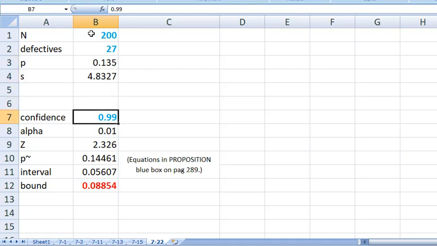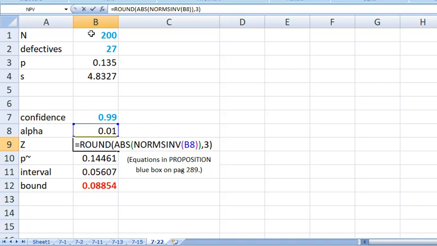We're told, what might the 99% confidence bound be? 1 minus the confidence level gives us our alpha. We don't divide by 2 here to take alpha over 2, because the problem is looking for a confidence bound. It's a one-sided test, so we want the entire 1% alpha on one side. But the process is the same. We look up the NORM.S.INV of that and get a 2.326 z factor.